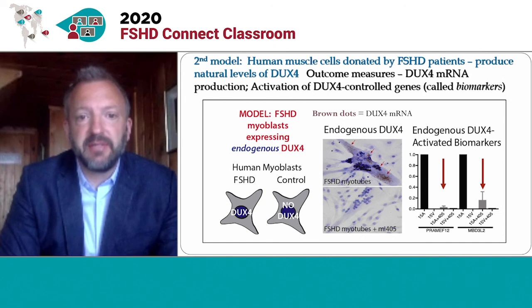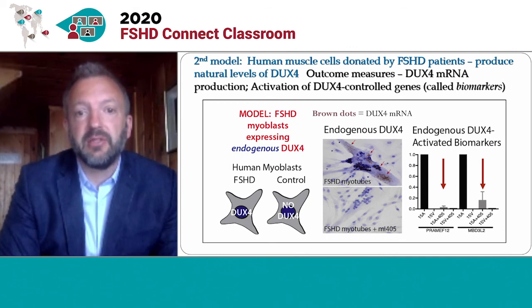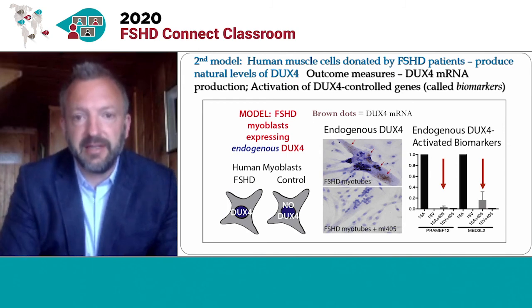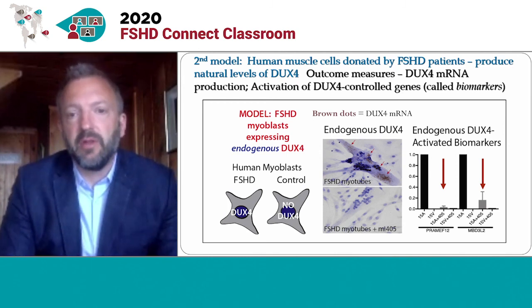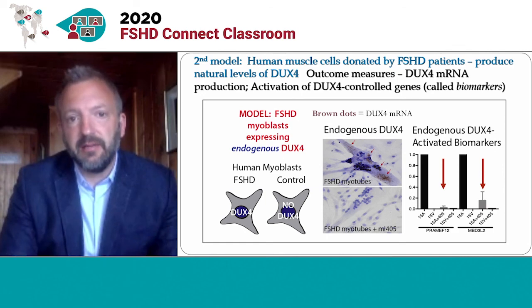When we took those same cells and expressed this microRNA, MI405, in those cells, we found very little to no DUX4 expression. And so we are able to reduce DUX4 expression in actual patient cells in a dish. And one of the things DUX4 does is it binds DNA and turns on other genes. Those genes are called DUX4 activated biomarkers.